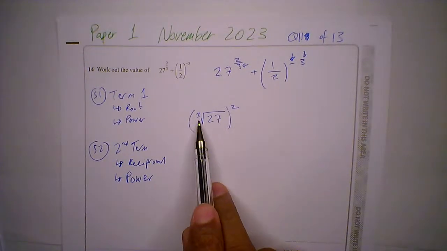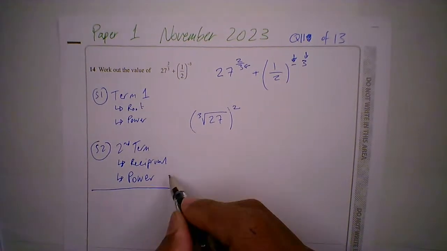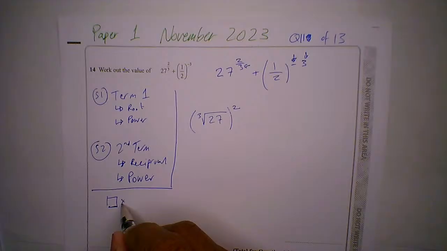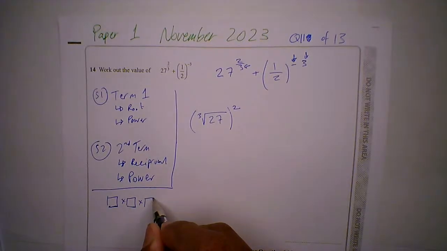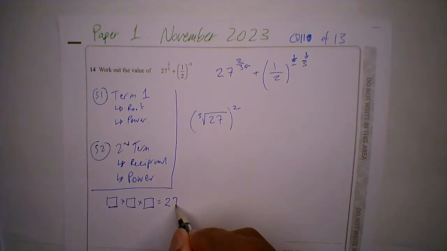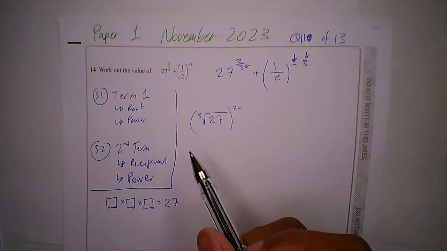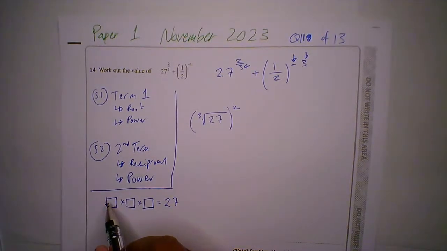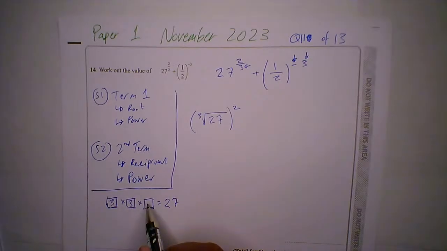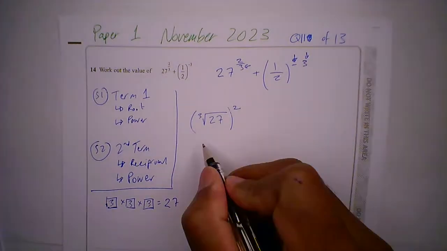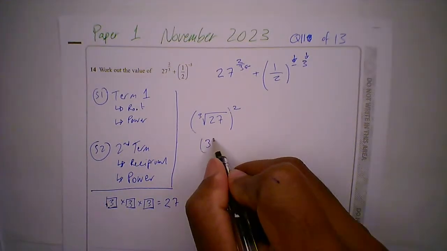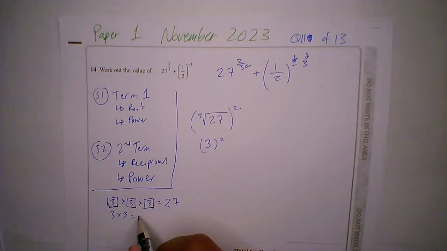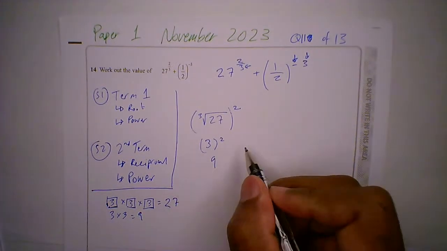So the cube root of 27. What number multiplied by itself 3 times gives me 27? Hopefully you've memorized it by now, which is fine. And if you forget, work it out. Start from 1 times 1 times 1. It's not possible. 2 gives you 8, and 3 gives you 27. 9 times 3 is 27. So this is 3 squared, which is 3 times 3, which is 9. So this is 9.